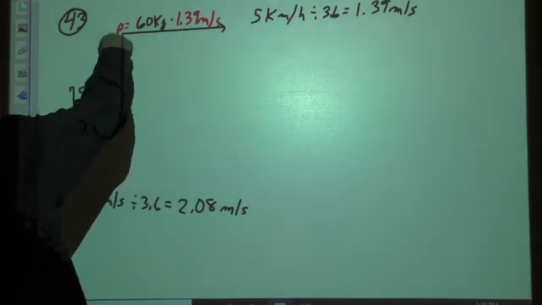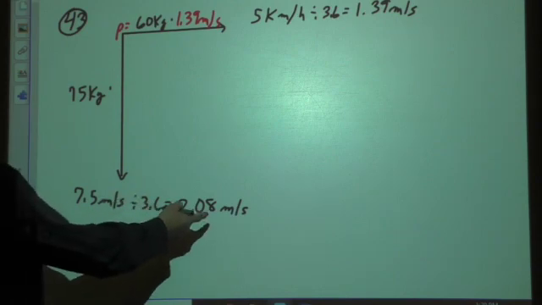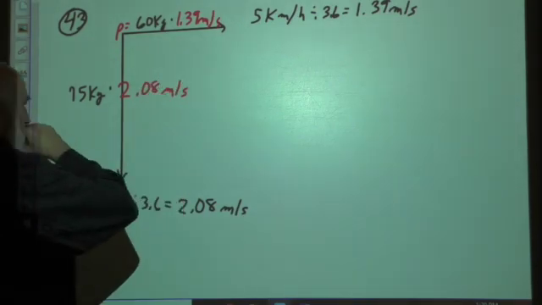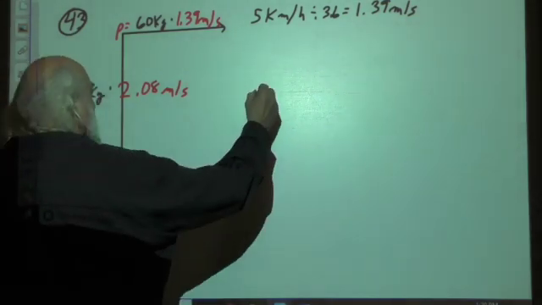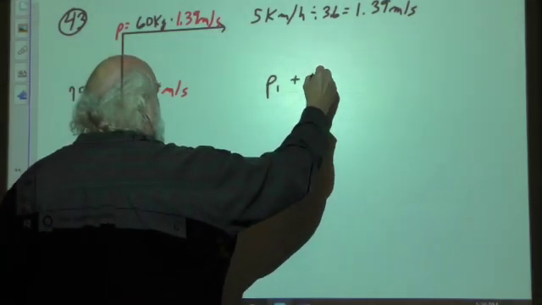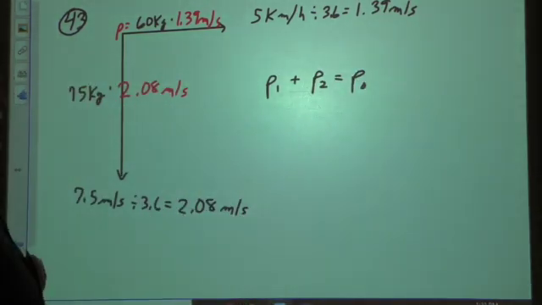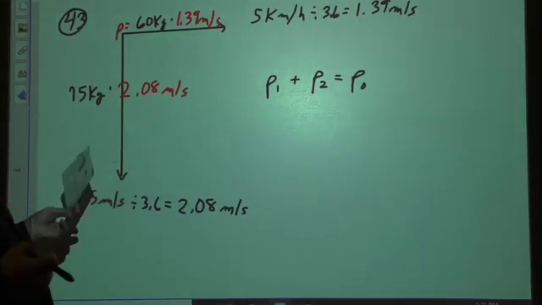This guy here was going south, he had a mass of 75 kilograms. And he was going at 7.5 meters per second, which is 50% faster than this guy was up here, divided by 3.6 meters per second. So we multiply that by 0.208 meters per second. Now I know that momentum 1 plus momentum 2 is equal to the original momentum. But I got to figure out the total momentum, the overall momentum right now.